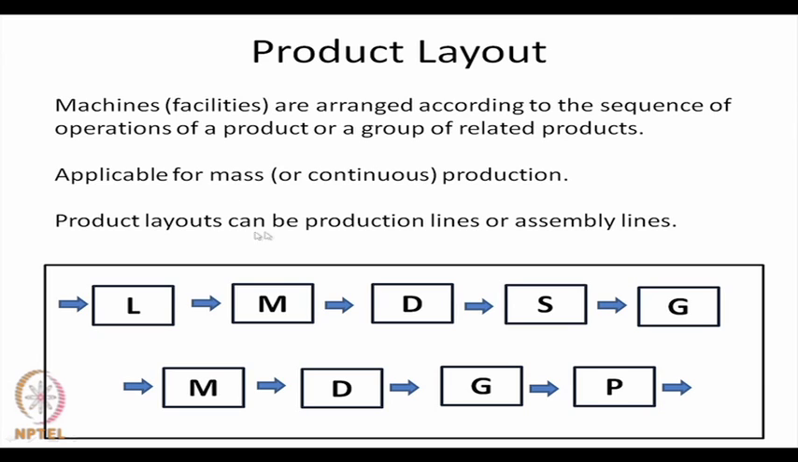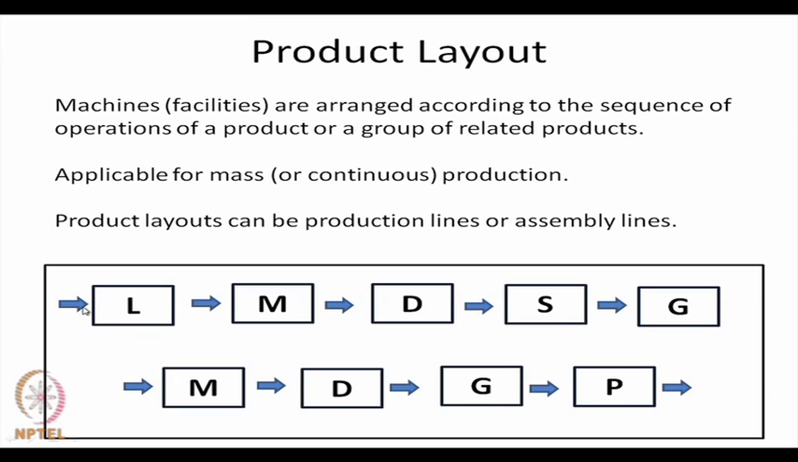and product layouts can be both in production lines or assembly lines. That means parts are made and then assembled, that is normally called an assembly line, and while production takes place, it may be done in a sequential manner. It is a production line.